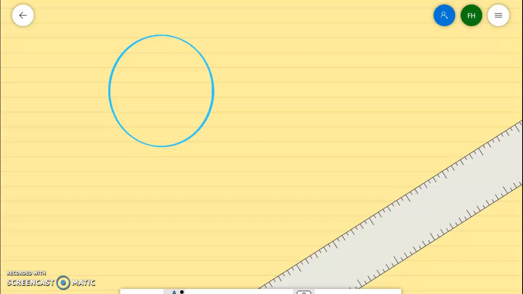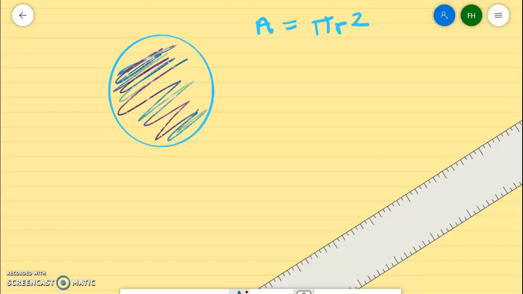Okay, for the circle, you have two formulas. You have your area formula, which is pi r squared. Think about the area as if you were wanting to buy a pool cover. You would need to know the area, so it has to cover the circle. So if you need to know that, you use the area formula.